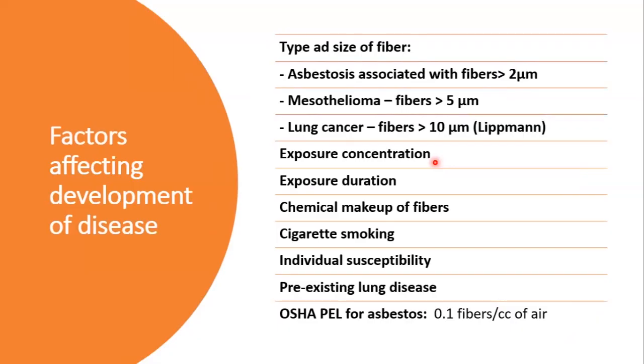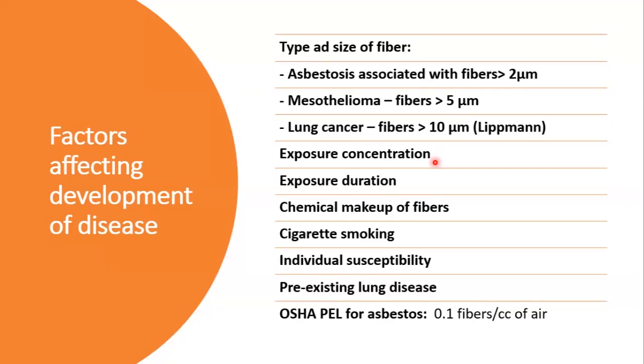In terms of the factors that affect the development of disease from asbestos, the type of fiber is important. So the literature tells us that asbestosis is associated with fibers greater than 2 microns, mesothelioma greater than 5 microns, lung cancer greater than 10 microns. And remember what a fiber is. A fiber is a solid particle with an aspect ratio of at least 3 to 1, meaning it is at least 3 times as long as it is wide.